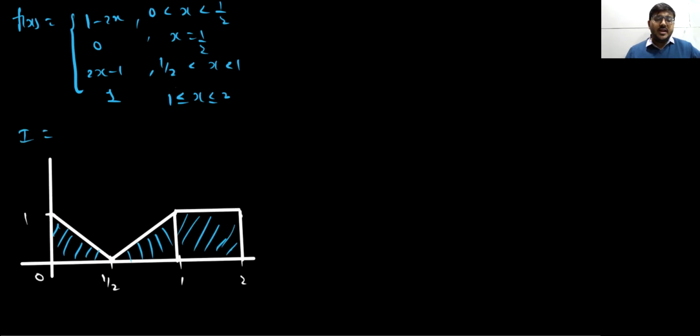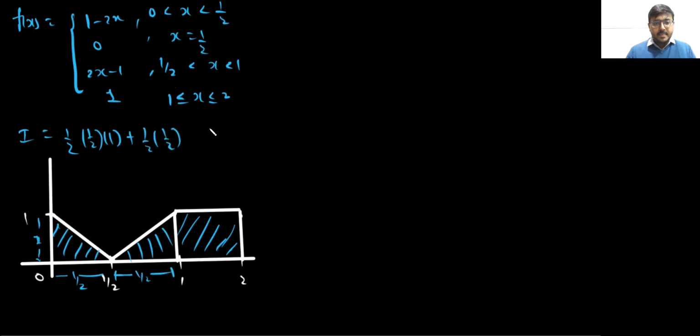Now let us find out the first area. It is half base into altitude for this particular triangle. So half, this total base is half itself and altitude will be 1. So half base into altitude, plus for this, again this has length half and altitude 1. So again it is half base into altitude, and this has height 1 and this distance is also 1. So answer will be again 1. So I will be 1 by 4 plus 1 by 4, that is 1 by 2, and 1 by 2 plus 1, that is 3 by 2.